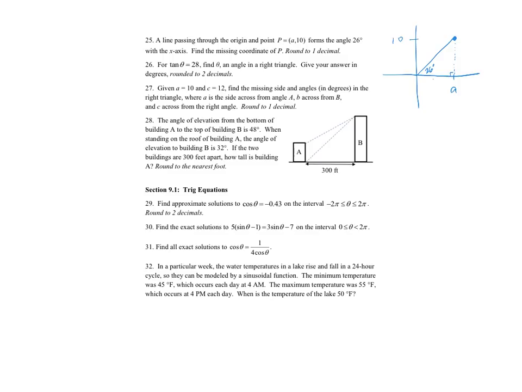I know this side length is 10, and this side length is A. And so I know that the tangent of 26 degrees is going to be equal to 10 over A. If I multiply by A on both sides, I get A tangent of 26 degrees is equal to 10. And then I can divide that over. I get A is equal to 10 over tangent of 26 degrees.